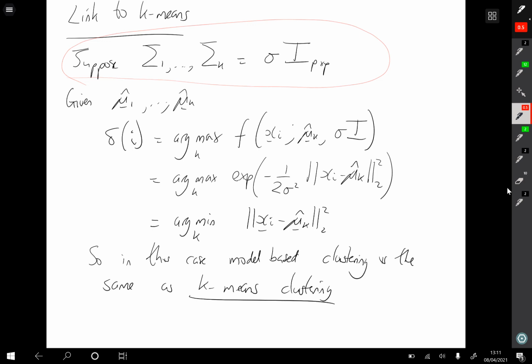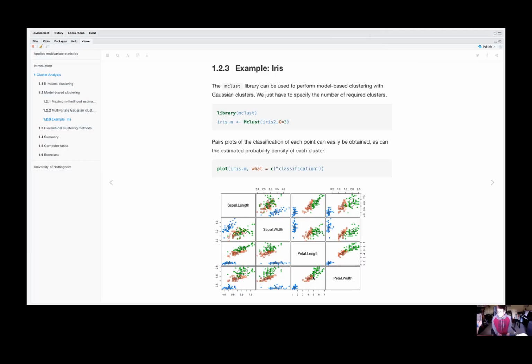Okay, so let's have an example. Let's look at the iris data again. Now, as I said, the implementation details of model-based clustering are beyond the scope of this module, but we can use an R package to do this very simply. So there's this mclust R package, and within that there's a command mclust, and all we have to do is pass in our data set.